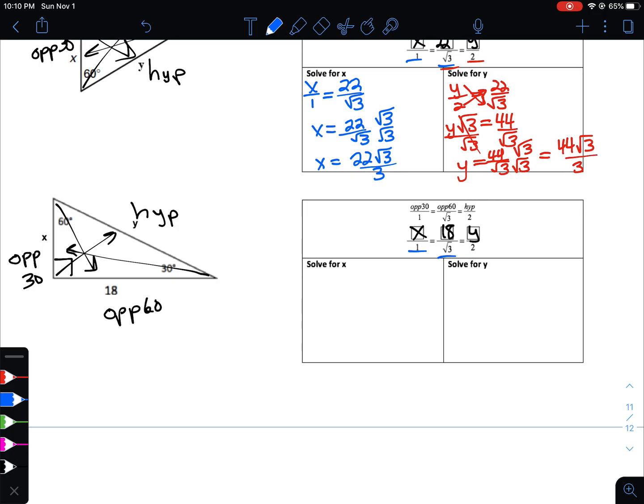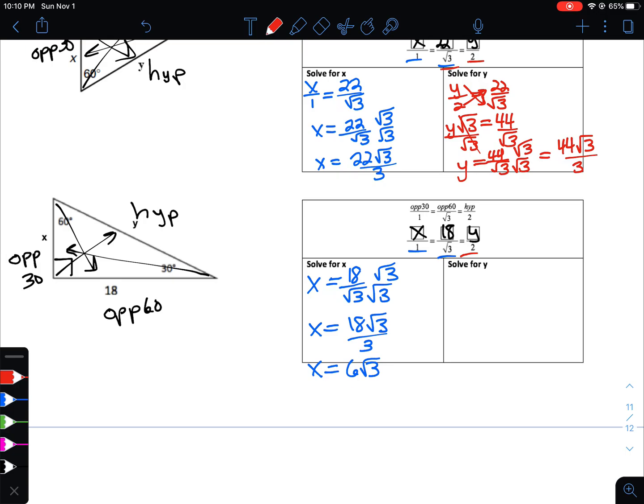So solving for x, we're going to take x over 1, set that equal to 18 over the square root of 3. And x over 1 is just x, so I'm going to write that as x is equal to 18 over the square root of 3. So then we're going to rationalize that, multiply by the square root of 3 over the square root of 3. And we'll have x is equal to 18 square root of 3 over 3. But then don't forget to simplify. 18 divided by 3 is 6. So x is going to be equal to 6 multiplied by the square root of 3.